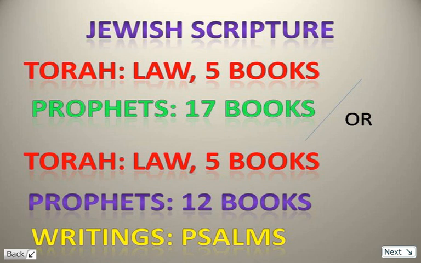The Jewish scriptures, according to the Talmud, was compiled and brought together in 450 BC by the men of the Great Assembly.